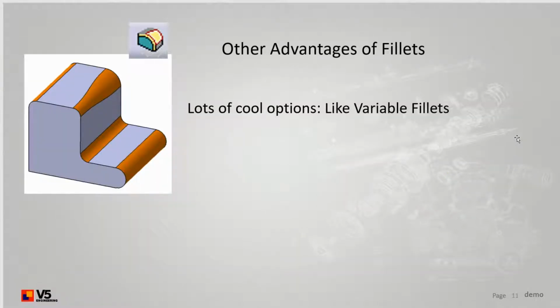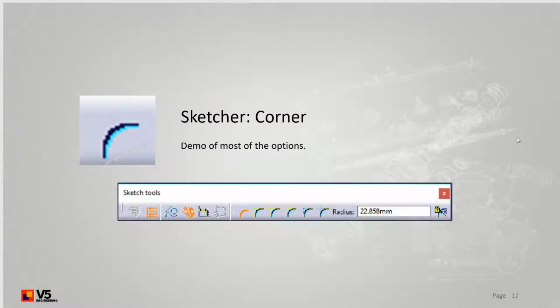And now for the fillets, there's a lot of other cool advantages, like variable fillets are very easy to do in the fillet option, where in Sketcher you'd have to really be challenged to make these with several sketches, multiple sketches with some kind of a surface swept. So now let's demonstrate both of these options. We'll start with the corner, and we'll go through a lot of the options for the corner.